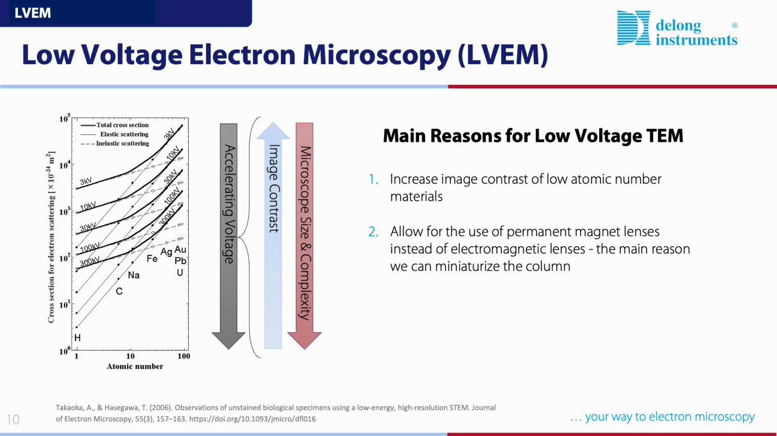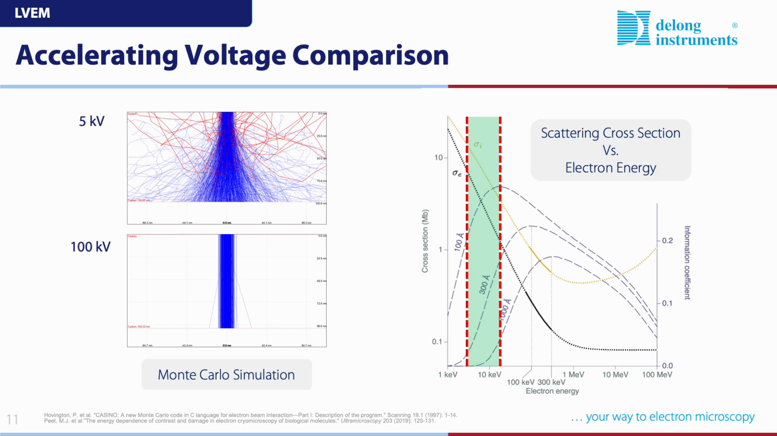Second, using low voltage allows us to replace bulky electromagnetic lenses with compact permanent magnet lenses that don't require any cooling. And that's really the key to why the entire LVEM column can be miniaturized, making the system far more accessible and easier to integrate into standard lab environments.